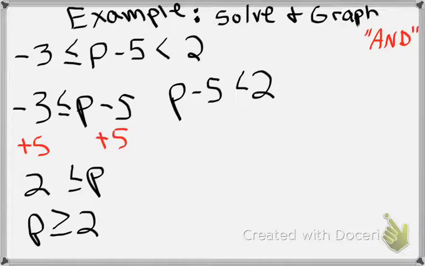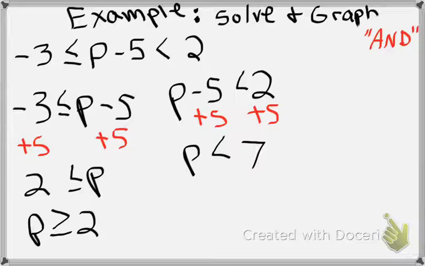So now, same exact thing. You're going to add 5 to both sides. And once you do that, you're going to be left with p is less than 7. So you now have your two answers. You have p is greater than or equal to 2, and p is less than 7.